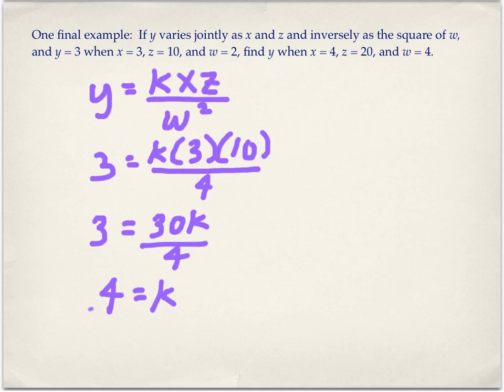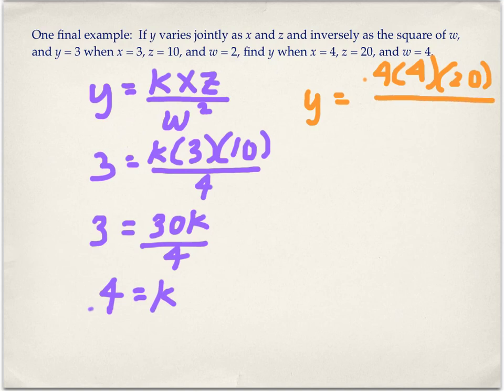All right, once I know that, I can go back in the equation again and fill in what I know. I'm trying to figure out what y is. Now I know that my k value is 0.4, and it says when x is 4 and z is 20. You can tell I don't have my stylus pen here. I'm trying to do this with my finger. And w squared will be 4 squared, which is 16. So if I take 0.4 times 4 times 20 and divide it by 16, lo and behold, I'm going to get 2.